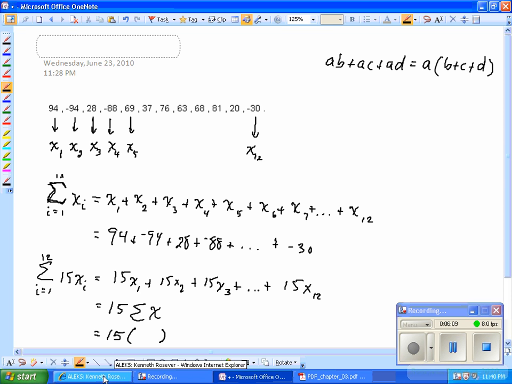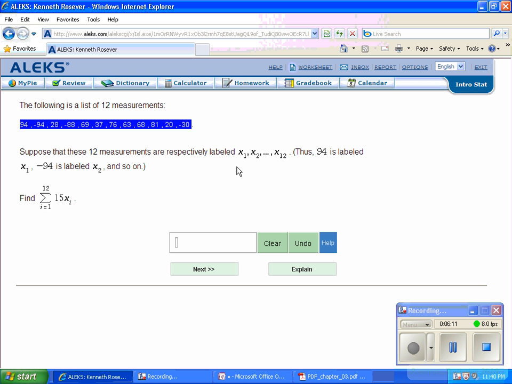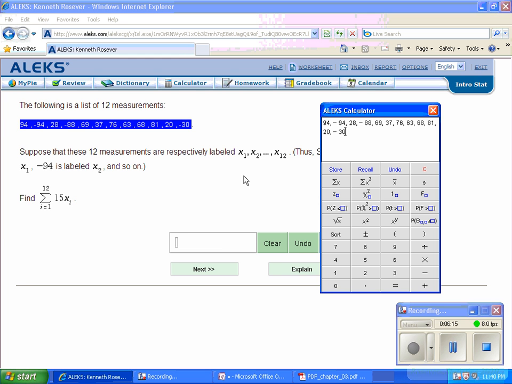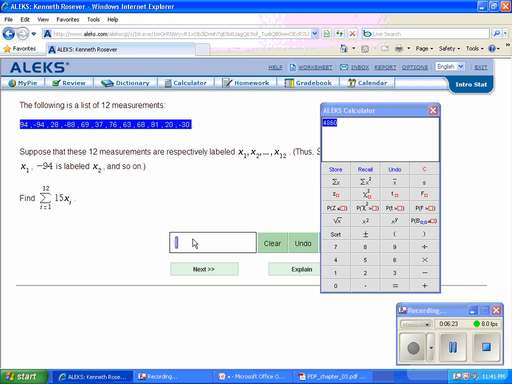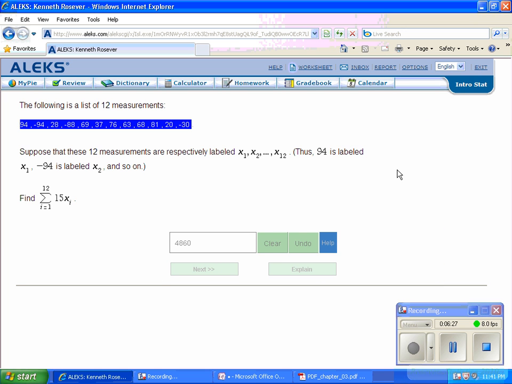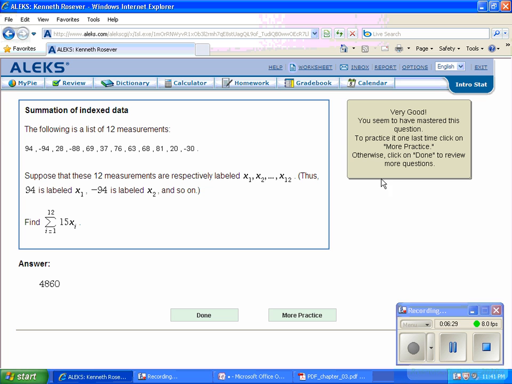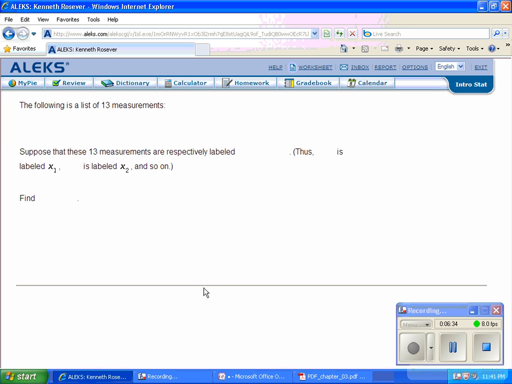So here in ALEKS, my answer is, let me click all these again, hit sum, and then times 15 equals 4860. And that's my first answer. I'm going to hit next. It's just going to tell me I did a good job. Very good. And I'm going to hit more practice so we can see what other types of problems they have.